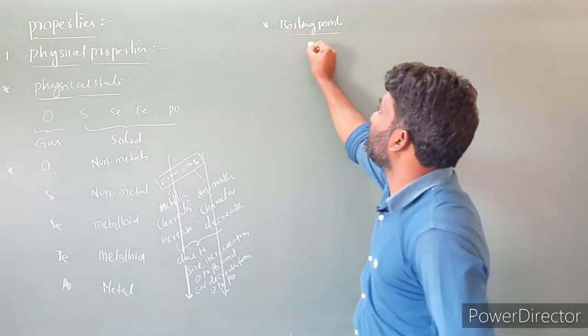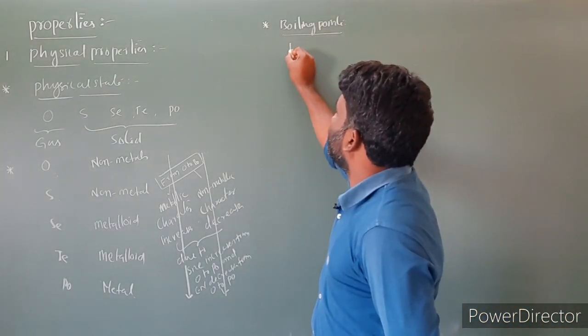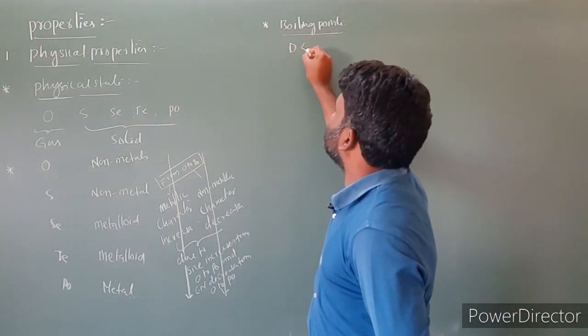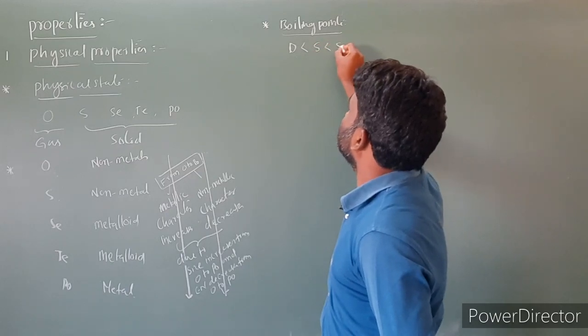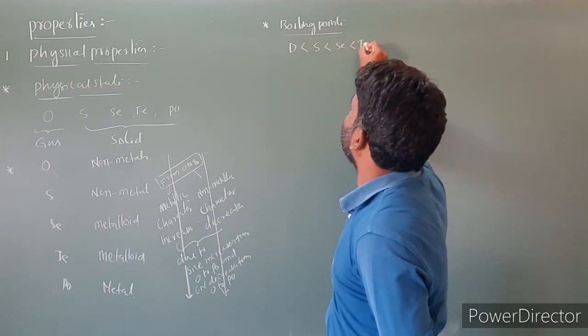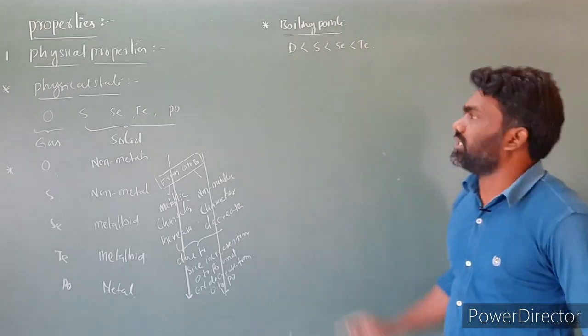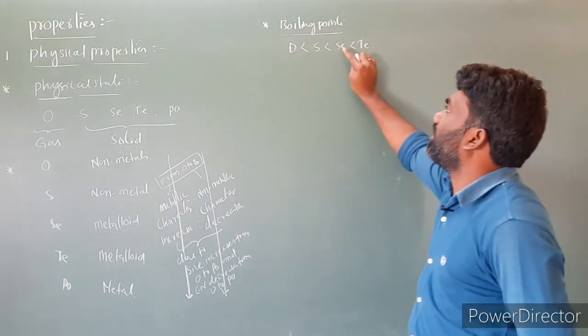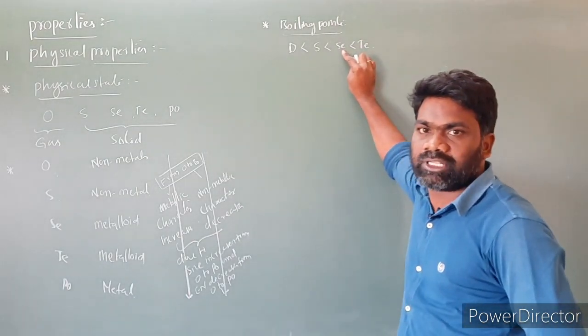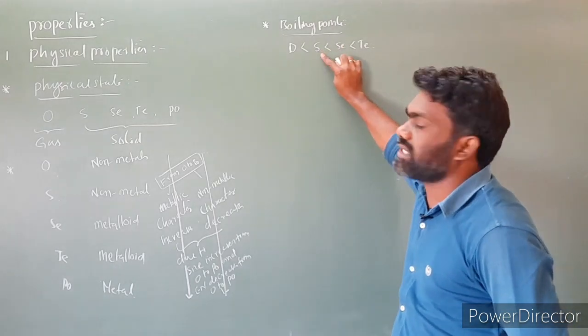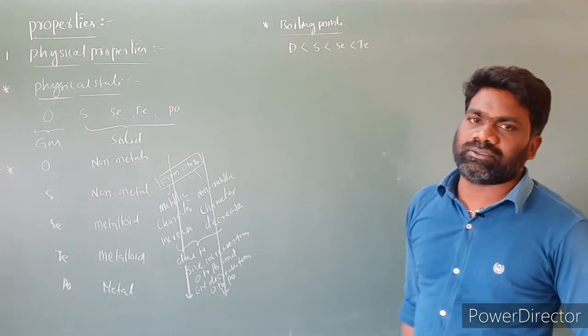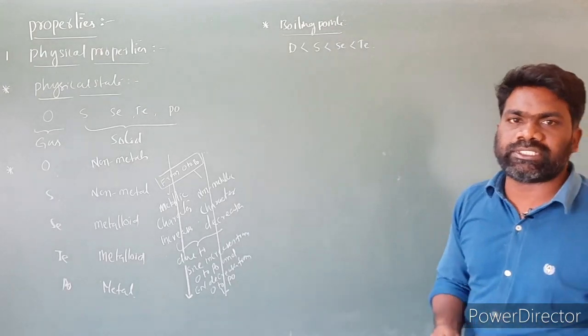What is my point? I am writing the boiling point order: oxygen is less than sulfur, sulfur is less than selenium, selenium is less than tellurium. Tellurium has a high boiling point compared to selenium. Selenium has a high boiling point compared to sulfur. Sulfur has a high boiling point compared to oxygen. Now what is the reason why the boiling points increase?